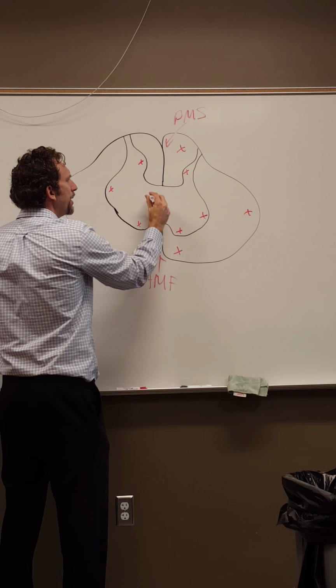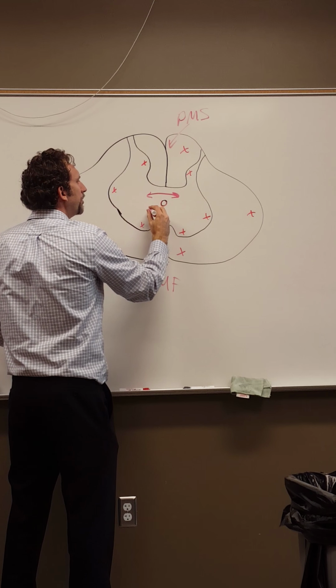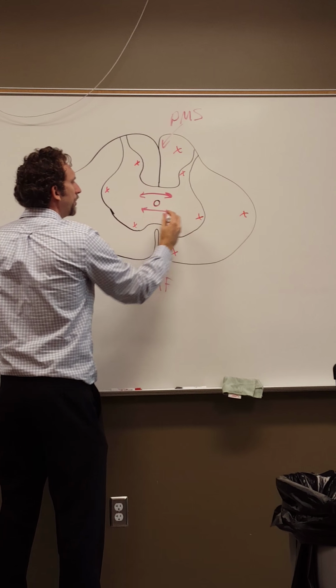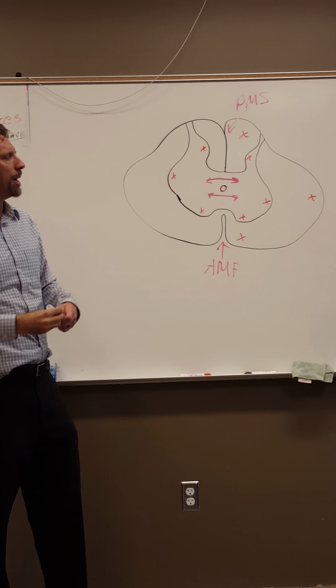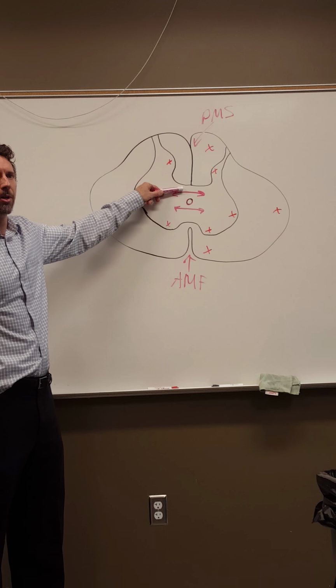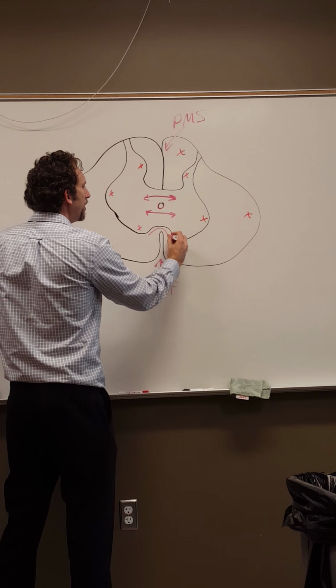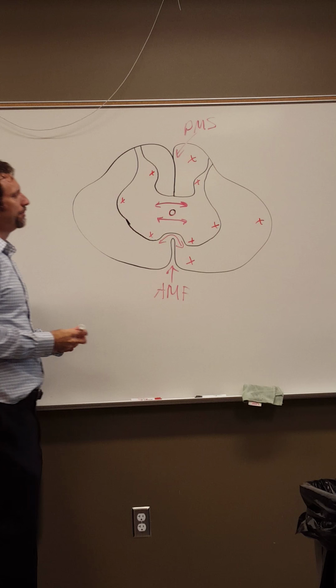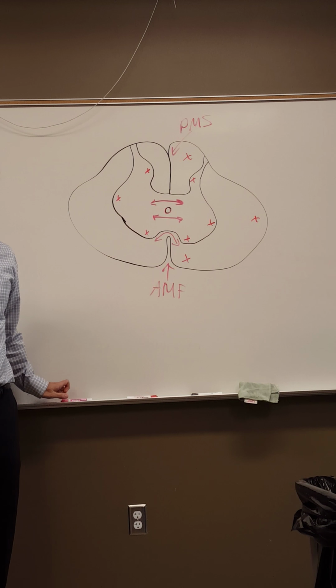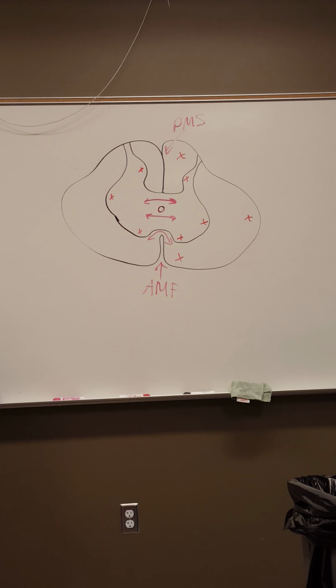Central canal is right in the middle, and then you've got the crossovers. And those are the commissures, right? You've got two that are in the gray matter. So you've got a dorsal gray commissure and a ventral gray commissure. And you've got one that is from the white matter. And that's the anterior or ventral white commissure.